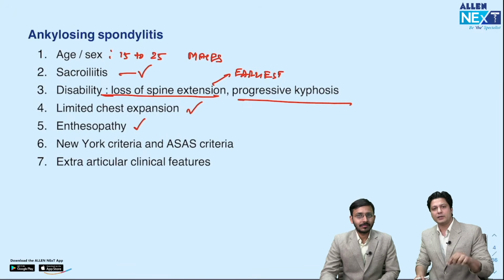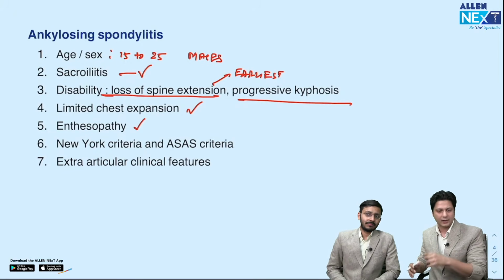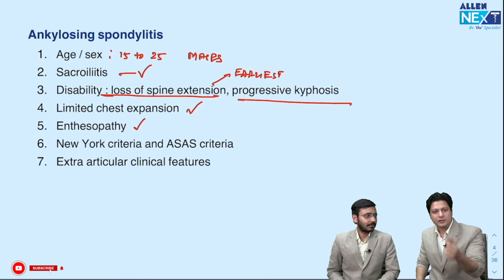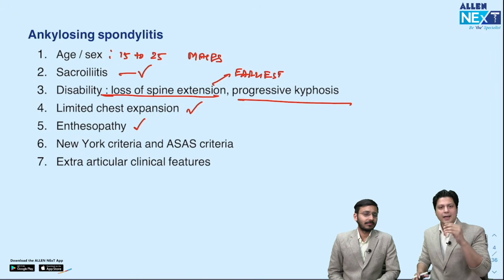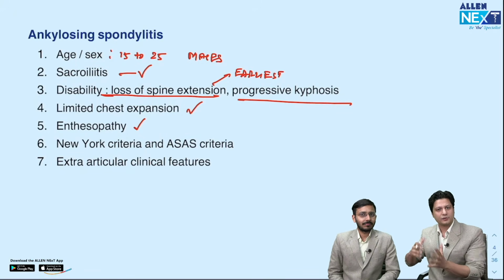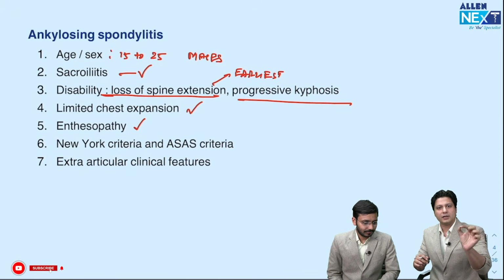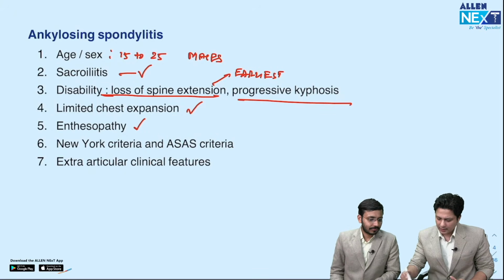Enthesopathy is considered to be a key clinical component because in a patient suffering from ankylosing spondylitis, there are calcifications of the tendinous insertions away from the axial skeleton. Like, the Achilles tendon insertion might get calcified. So these are the enthesitis, enthesopathy.